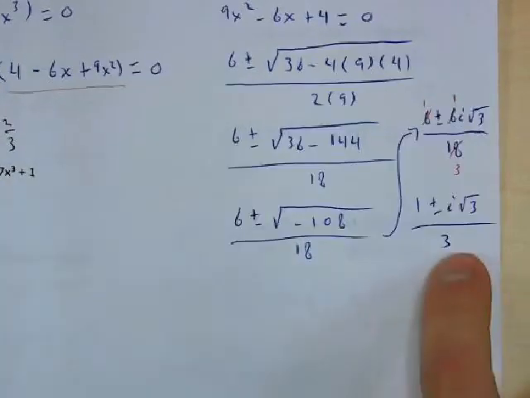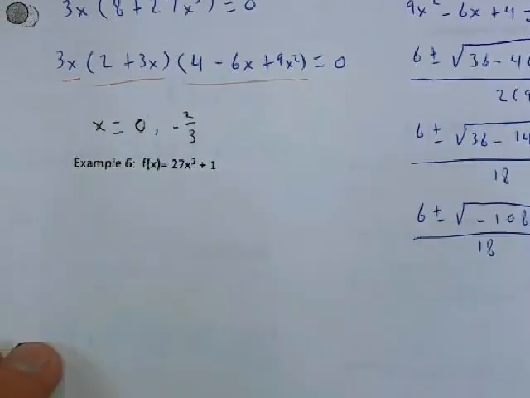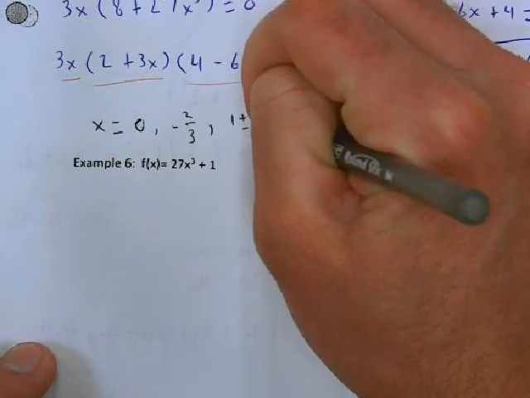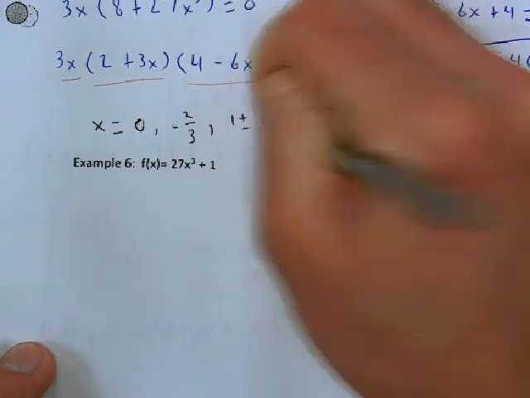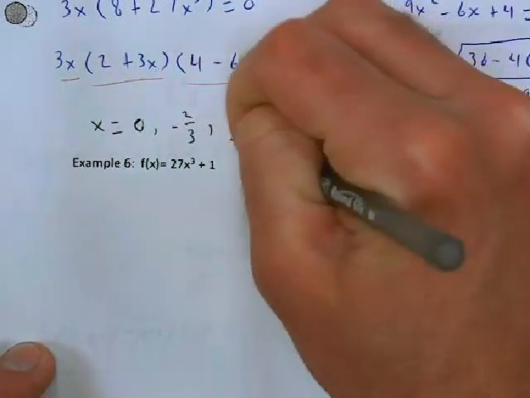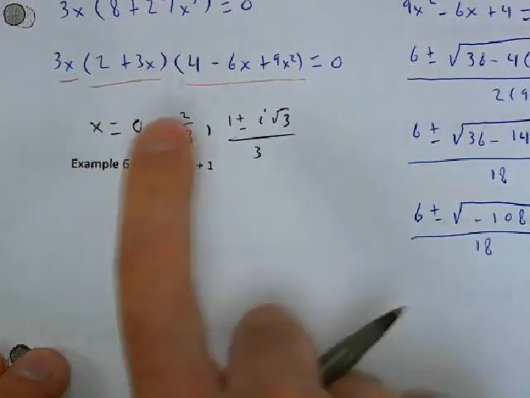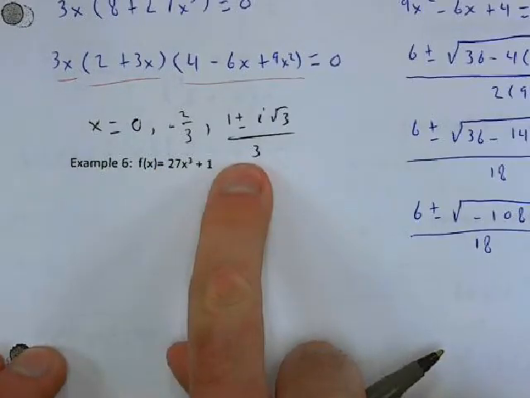So we can add that to our list over here. Comma 1 plus or minus I root 3 over 3. Okay, so here our 4 answers are 0, negative 2/3, and then here are our 2 imaginary solutions.